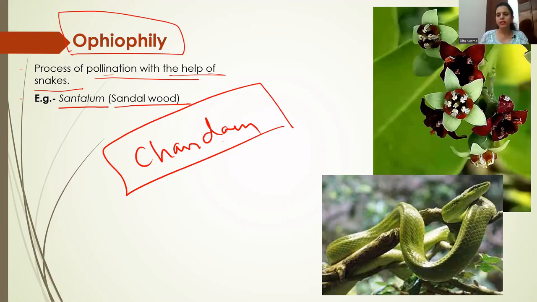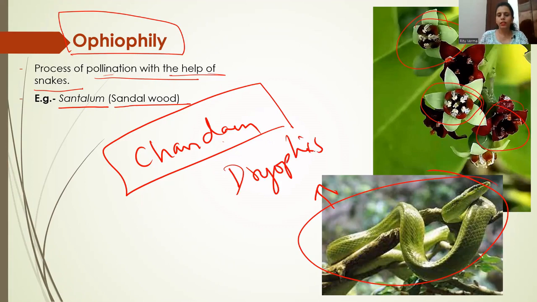You can look here on the right side. There is a cluster of flowers present. Okay, so these are the flowers. Okay, and this one is a snake which actually helps in the process of pollination in the santalum plant. Okay, such snakes which actually live on trees are known as Dryophus. Okay, so these are the flowers which are pollinated with the help of snakes.